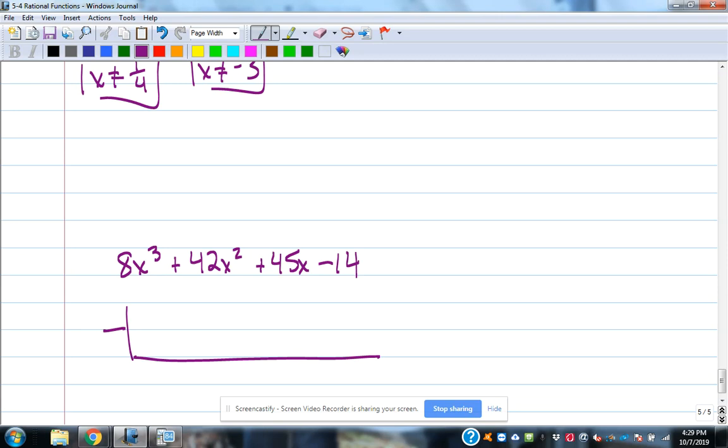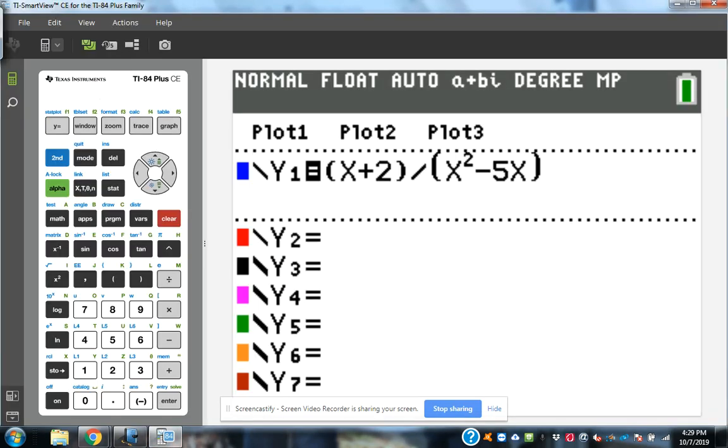Graph it. So I'm going to graph this polynomial that's just the numerator, not the whole fraction thing, but just that one. And if I do my P over Q list or not, it really doesn't matter here. That is technically absolutely correct. You should do a P over Q list. But we're going to take that shortcut and just say, hey, I'm going to graph that dude. And get 8x to the third plus 42x squared plus 45x minus 14.